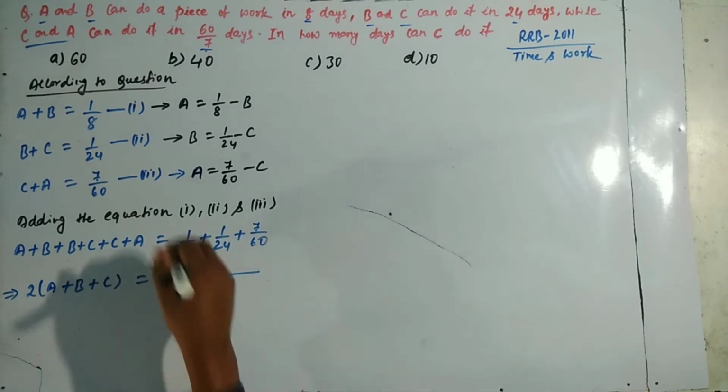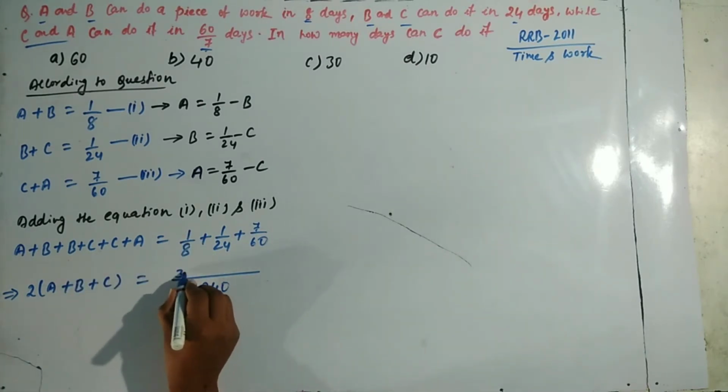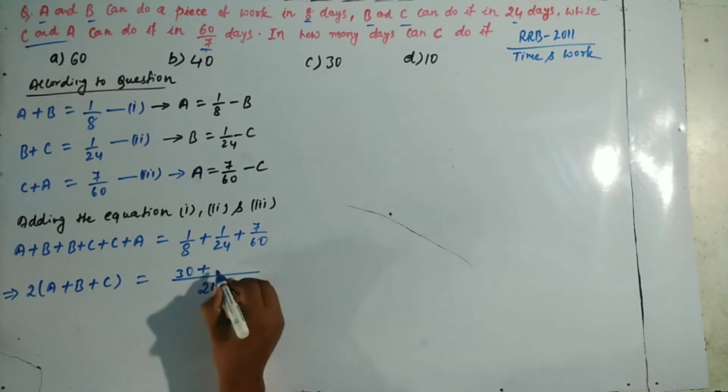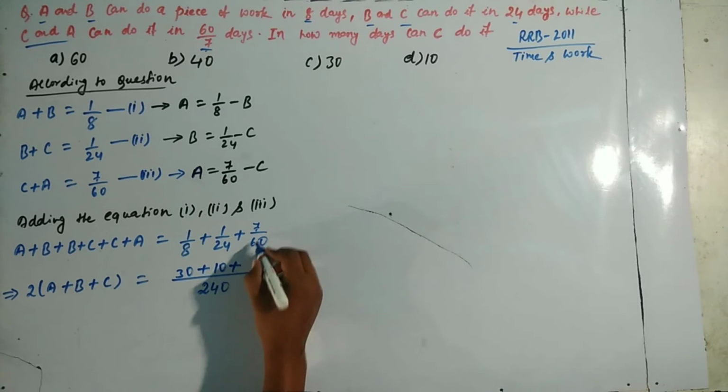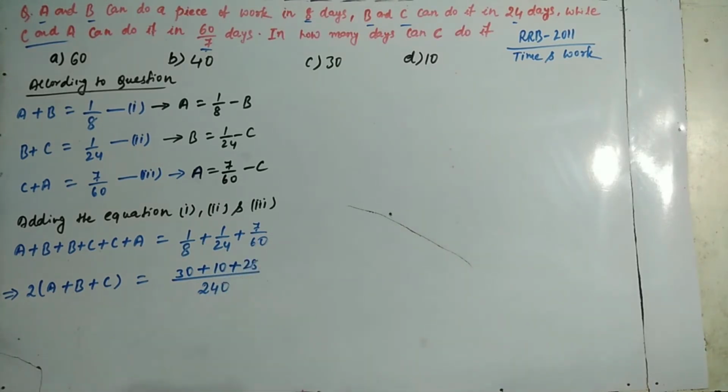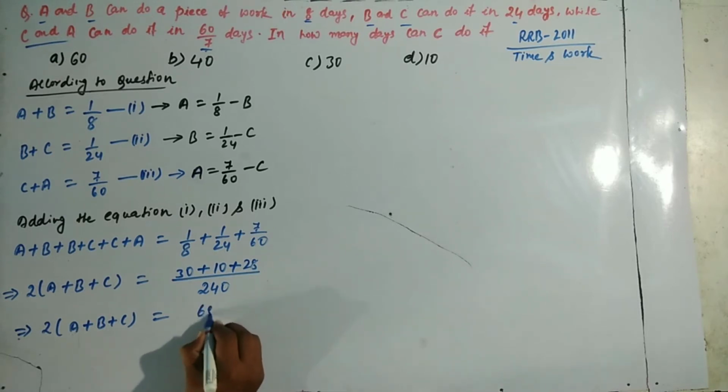The LCM will be 240, so 30 plus 10 plus 4 into 7, which is 28, plus 28. So 2 into A plus B plus C equals, when we add these terms, 68 by 240.